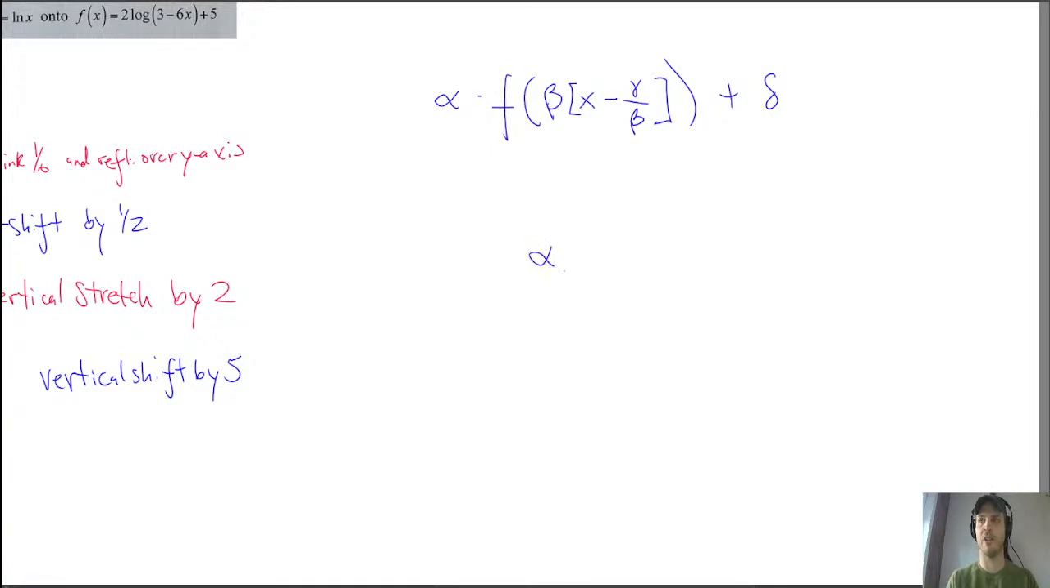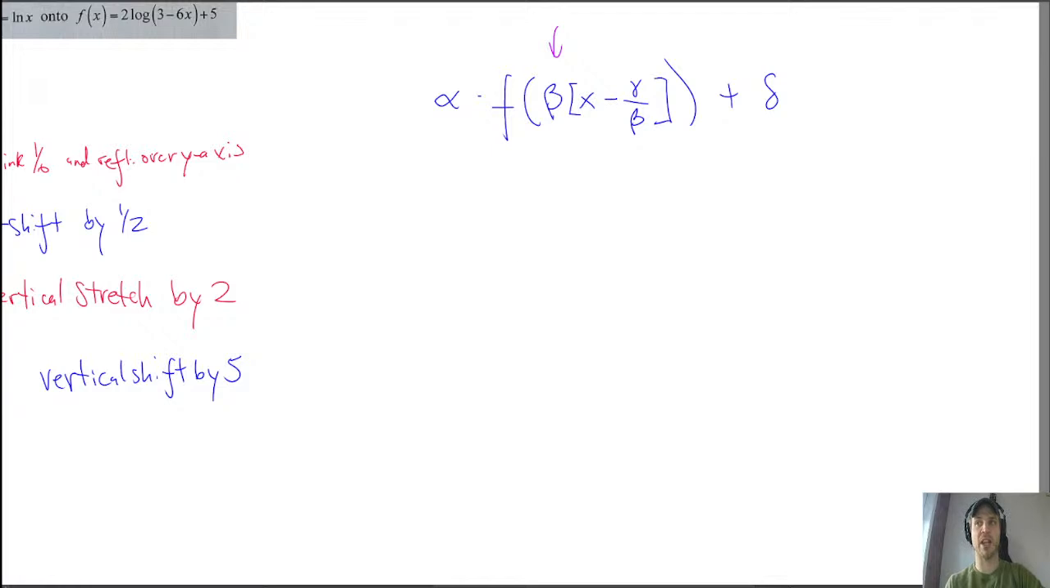Okay, so alpha, beta, gamma, and delta, these are all constant numbers. We just don't want to say what they are. So the first thing that you got to recognize is that inside the argument of the function, inside the parentheses, this only affects the horizontal, the abscissa. That only affects the horizontal part of the graph. And it also does the opposite of what you would think it would do.